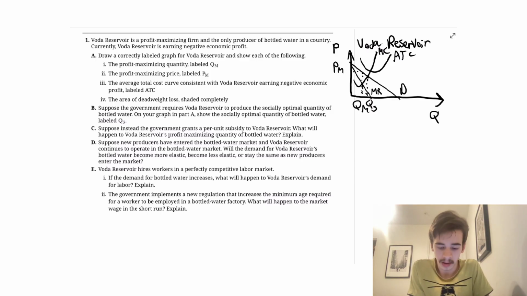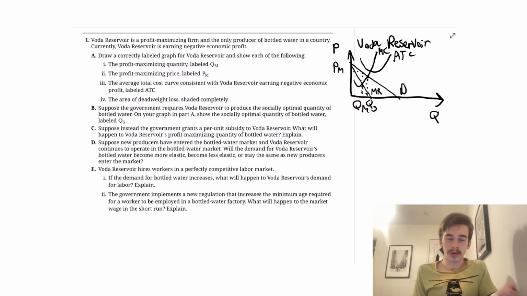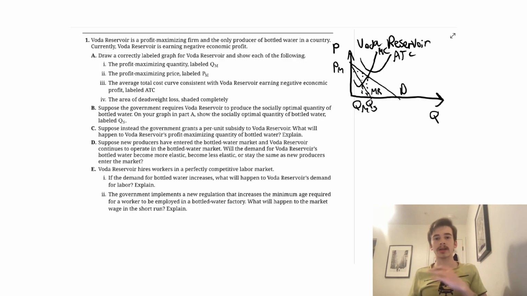Part C, the government gives a per unit subsidy to the water reservoir. What will happen to the water reservoir's profit maximizing quantity of bottled water? I'm not going to write it out, but it will increase the profit maximizing quantity of bottled water. Why? Per unit subsidy. What does that mean? Each product that you produce costs less to produce, so the marginal cost will decrease. It will go down, or you could say it will go to the right, or I guess going down is more accurate. And then this will result in the intersection with the marginal revenue curve at a greater quantity.